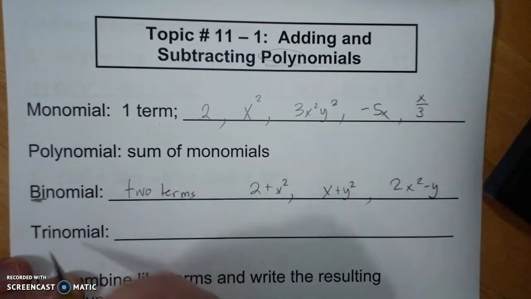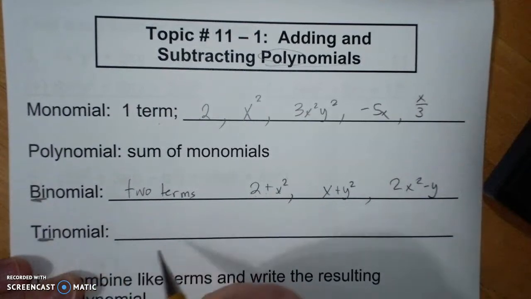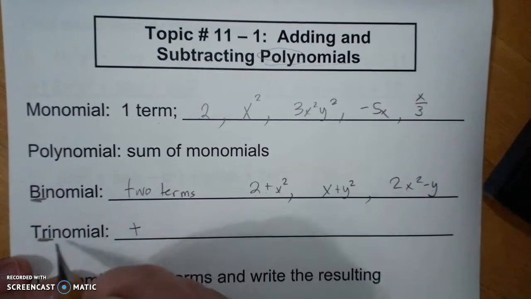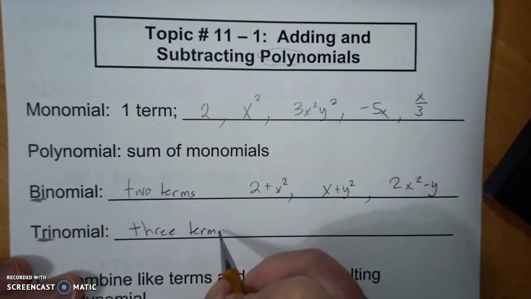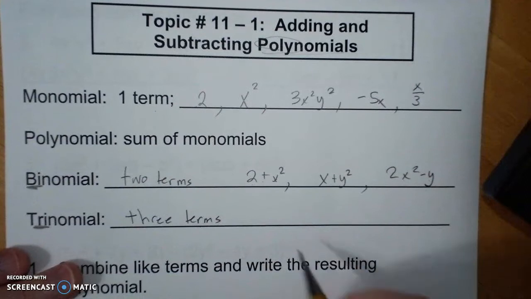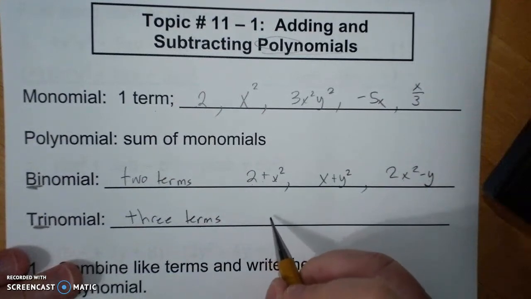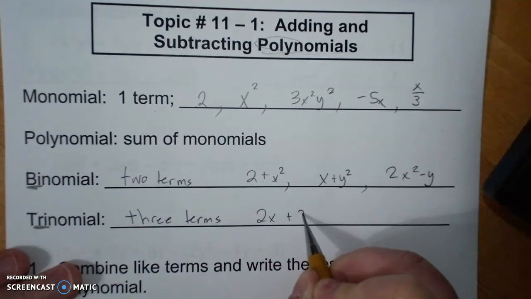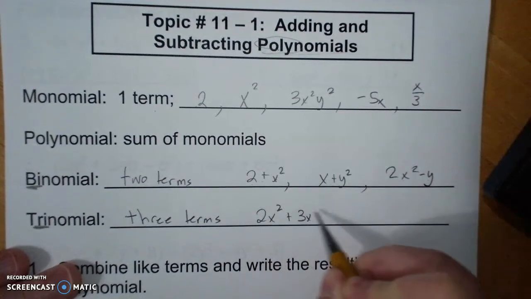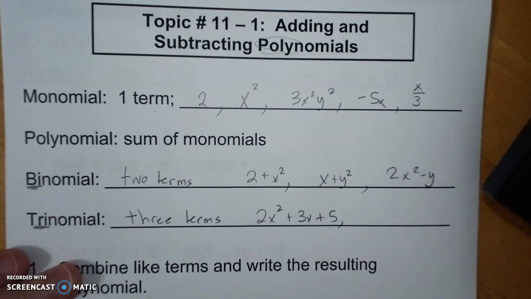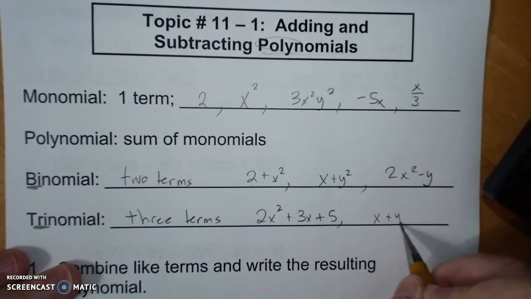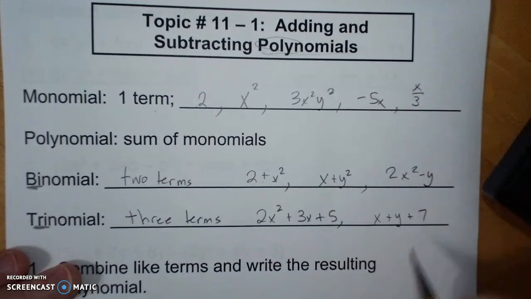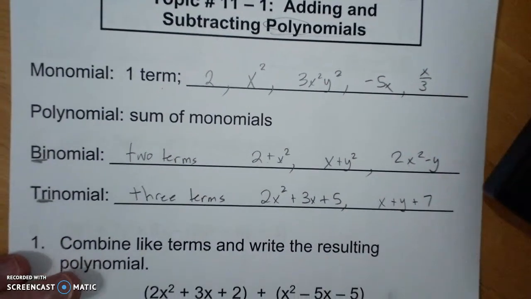Trinomial, bi is like bicycle, tri is like tricycle, which has 3 wheels, or a tripod, so this is 3 terms. And you could have 2x squared plus 3x plus 5. You could have x plus y plus 7. Those are trinomials.